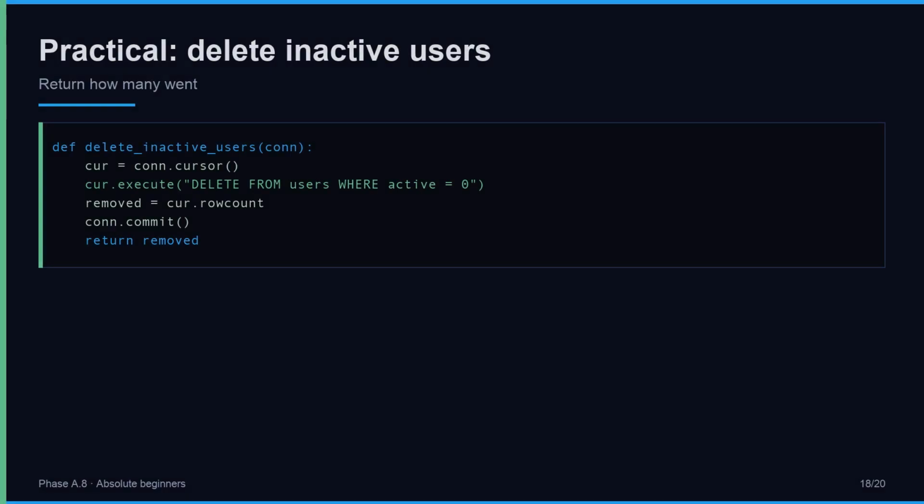Another practical function: delete_inactive_users. Run delete from users where active equals 0. After execute, cursor.rowcount tells you how many rows were removed. Commit the change. Return the count so the caller knows. This is real, reusable code. 2 lines of SQL, wrapped in a function, safe and small. Row count tells you what happened.